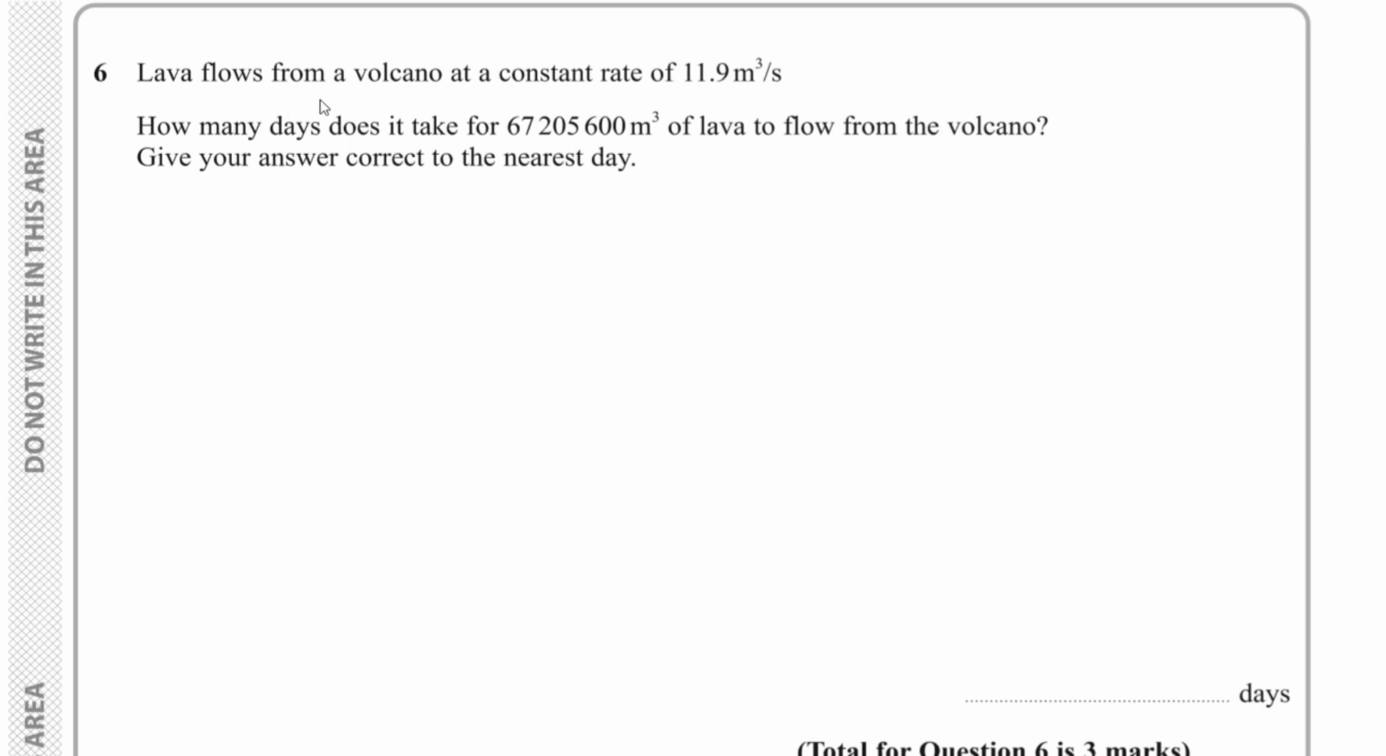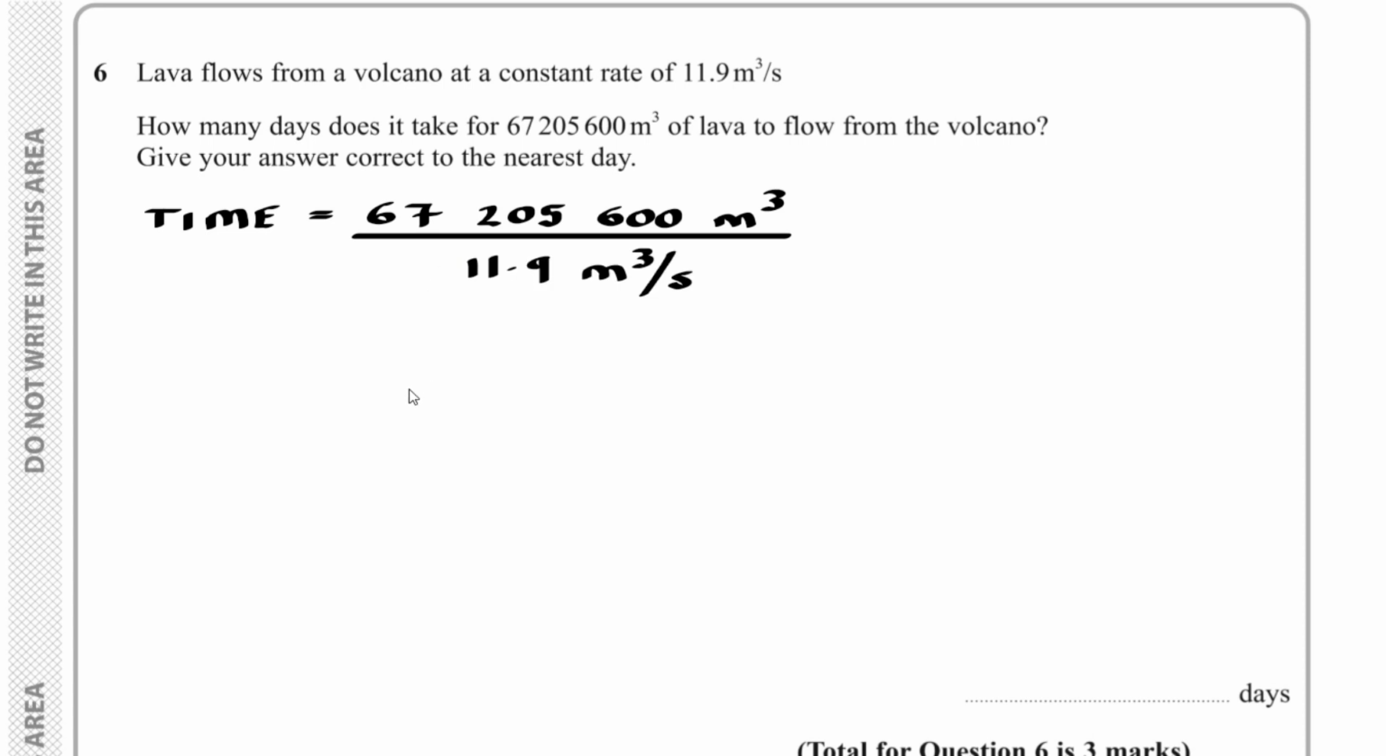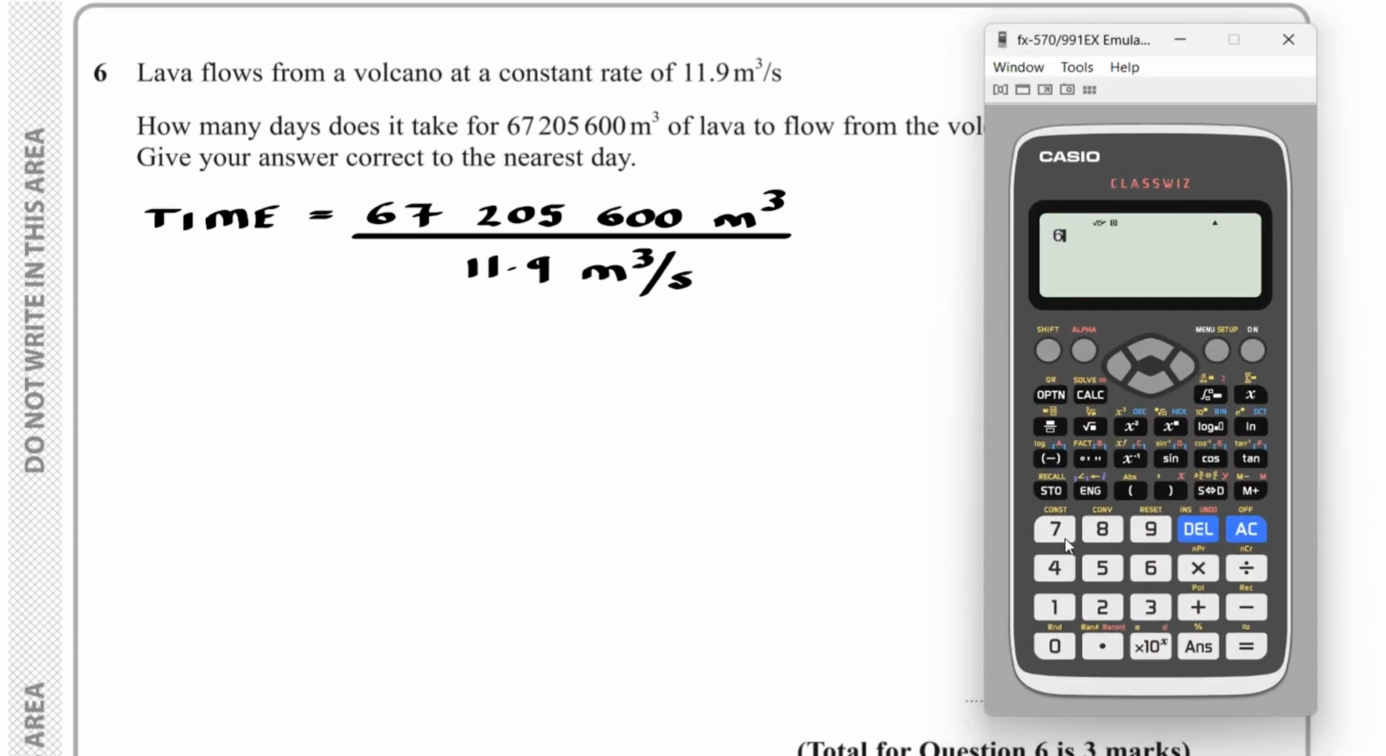Question number 6. Lava flows from a volcano at a constant rate of 11.9 meters cubed per second. How many days does it take for 67,205,600 meters cubed of lava to flow from the volcano? Give your answer correct to the nearest day. So for the time, we've got the volume divided by the rate. And if we work this out, we have the following.